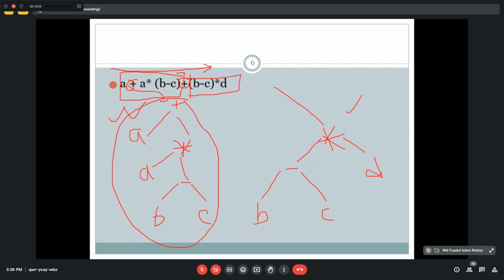That means again another plus, we need to perform the addition between this one and this one. The left one is this part, that means plus, and then the right one is this one. Got it now? Yes, sir.